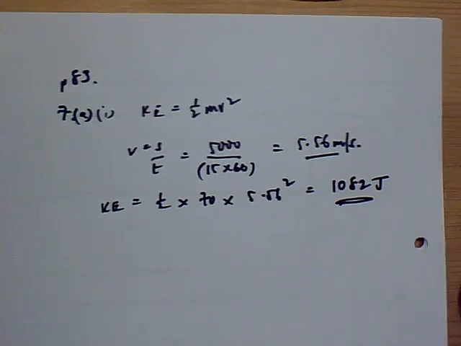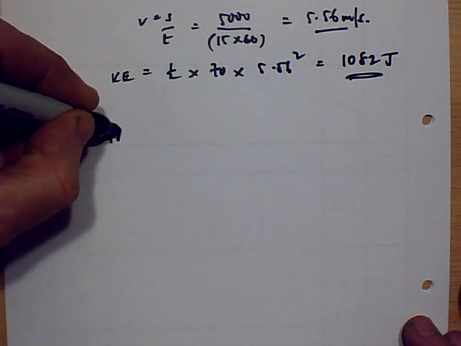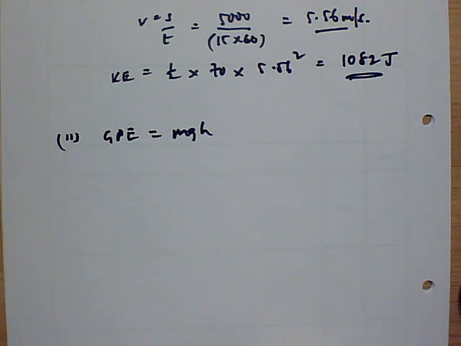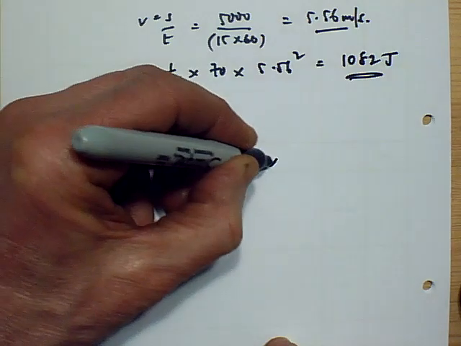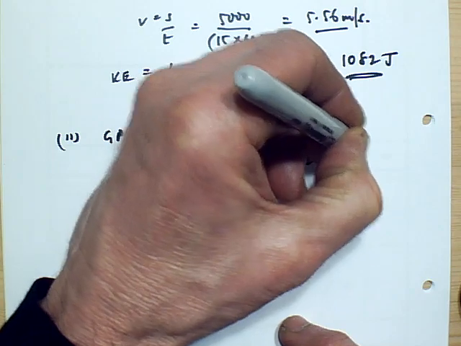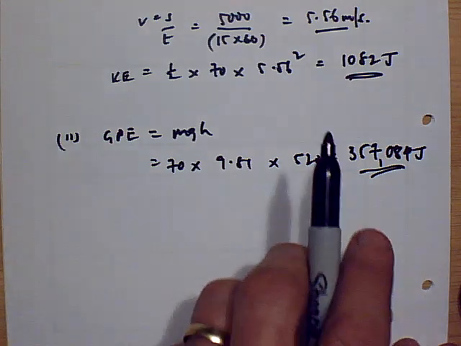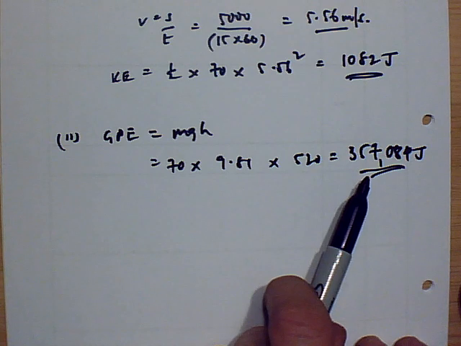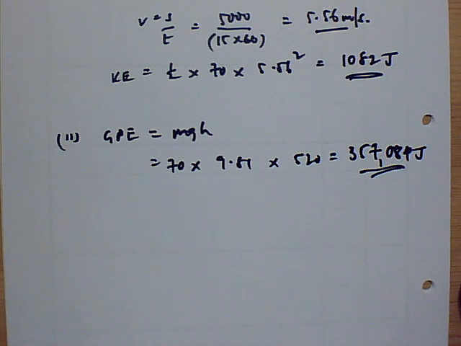Part 2, total loss in gravitational potential energy. So part 2 is total loss in gravitational potential energy, which is mass times gravity times height. Total loss in gravitational potential energy therefore is 70 times 9.81 times 520, which is 357,084 joules. And you notice that the gain in kinetic energy is just over 1,000, but the loss in gravitational is about 350,000, so much more. There's a big difference there.